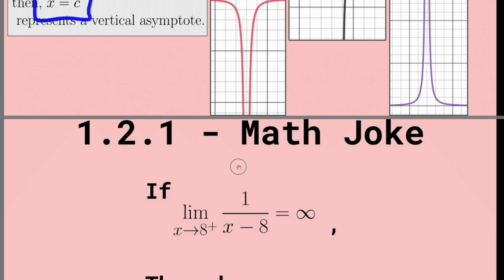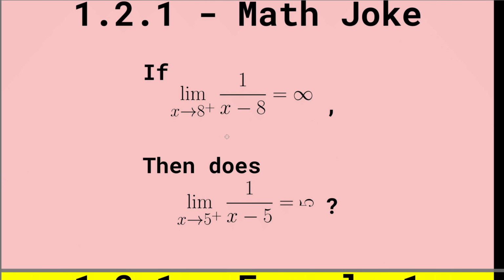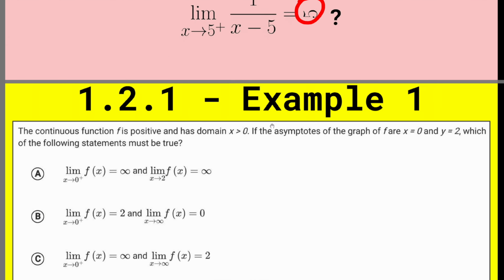Okay, I saw this joke online. I thought it was pretty funny, if you like math humor, I guess. It's just playing up the fact that if you tip the 8 over, it looks like an infinity. So it's saying if the limit as x approaches 8 from the right of 1 over x minus 8 is equal to infinity, because you're just tipping over the 8, then does the limit as x approaches 5 from the right of 1 over x minus 5 equal the 5 tipped over? Obviously that's not the case, because there's no such thing as a tipped over 5 like that. I just thought it was kind of funny, so I included it. Hopefully you got a chuckle out of it.